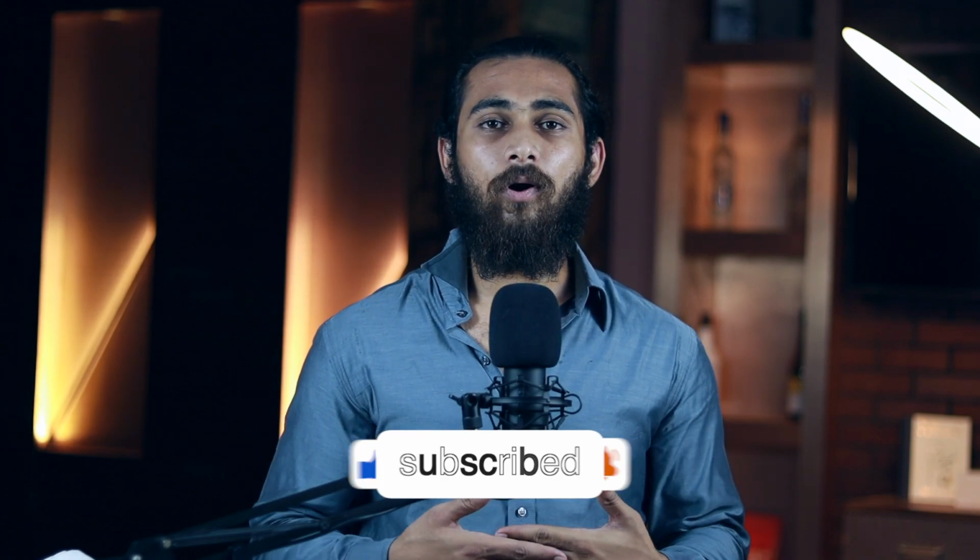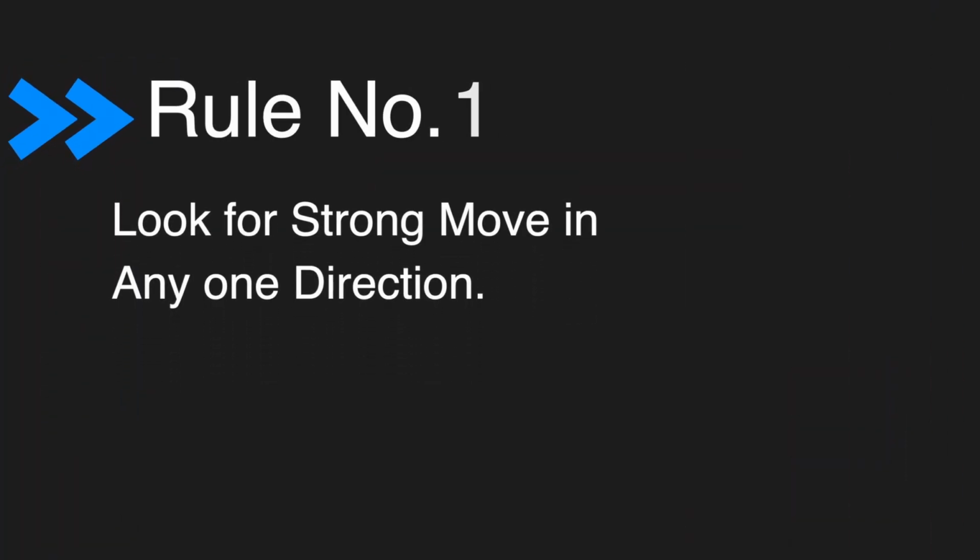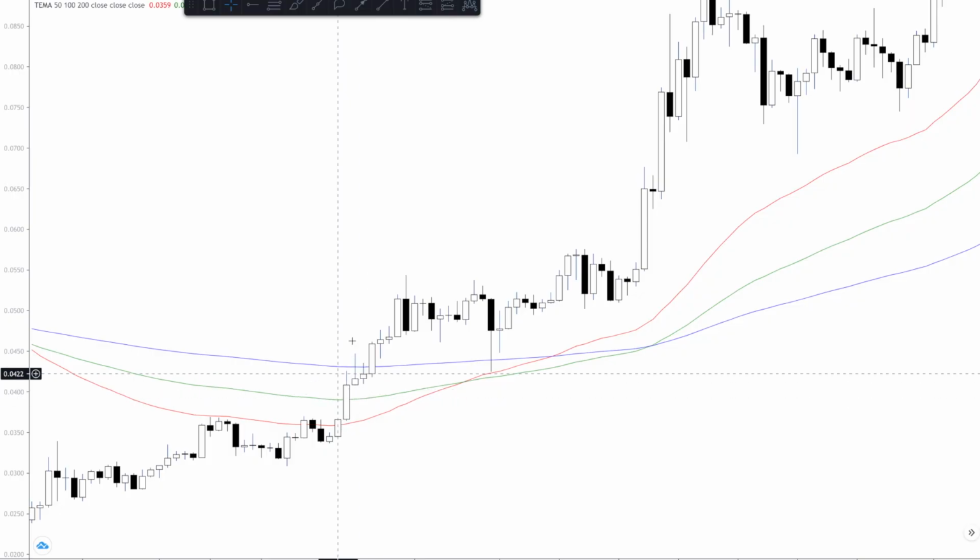Now the rules to spot the impulse are very easy. The rule number 1 is look for strong moves in any one direction. The easiest way to find out impulse is to look for strong moves in any one direction. Like over here in this example, the price is moving in an upward direction and the movement is very powerful.